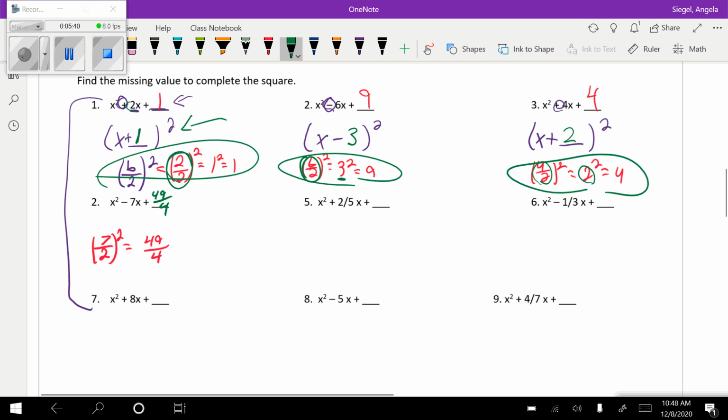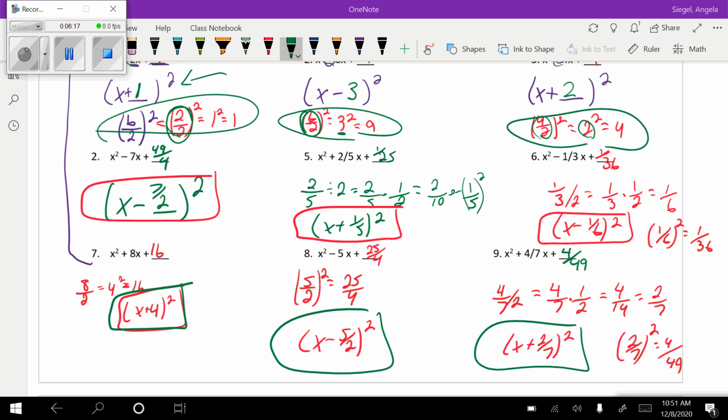Something else I want to point out is these next 6 are kind of yucky. They deal with fractions and just kind of weird things. I took this 7, divided it by 2 and squared it, and I got 49/4. So in factored form, it's going to be x minus 7/2 squared. Okay, so see if you can do 5 through 9.